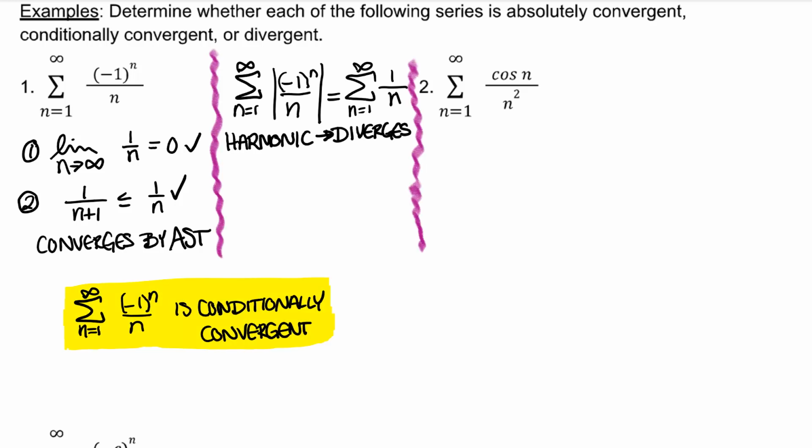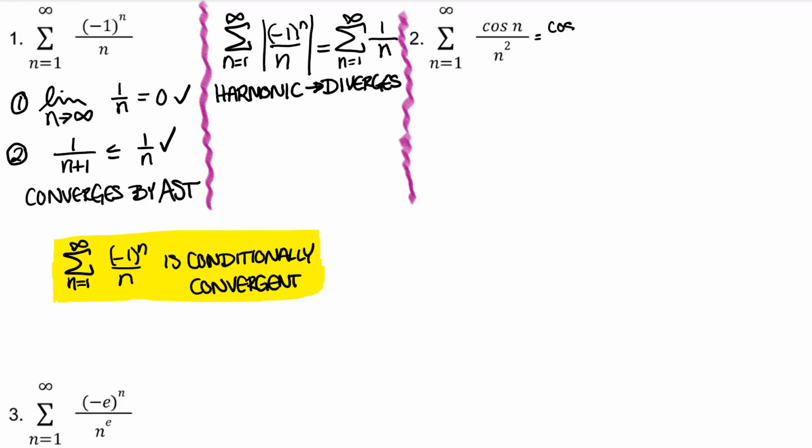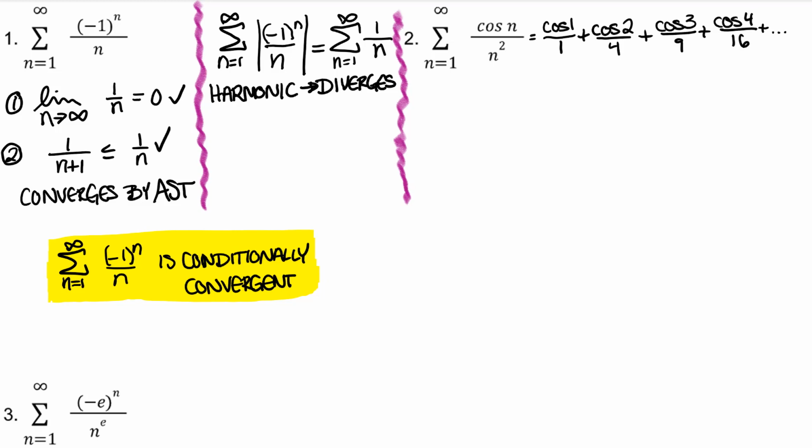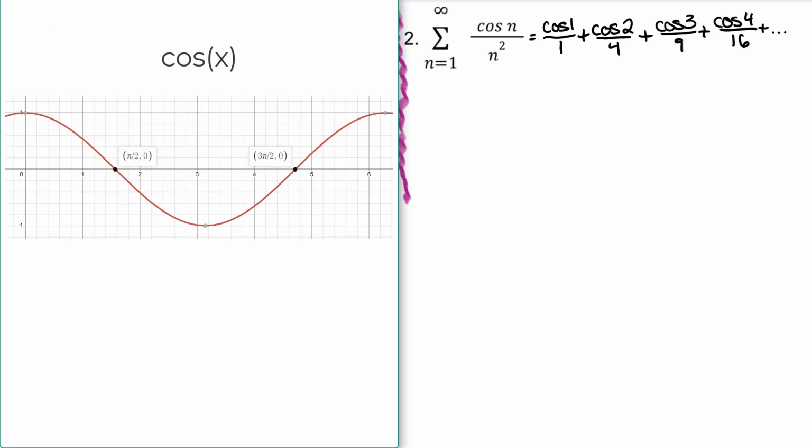Now we haven't worked much with series that have cosine or sine in them, so I want us to just plug in n and find the first few terms. Let's think about the signs of each of these terms. Pi halves is where cosine will cross from positive to negative. So cosine of 1 over 1 is a positive value.